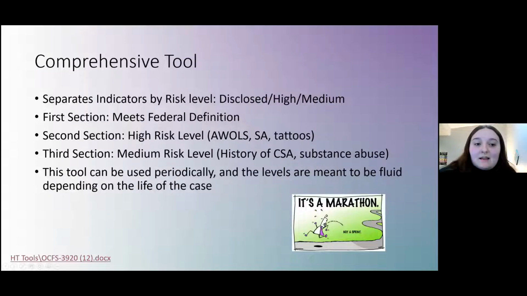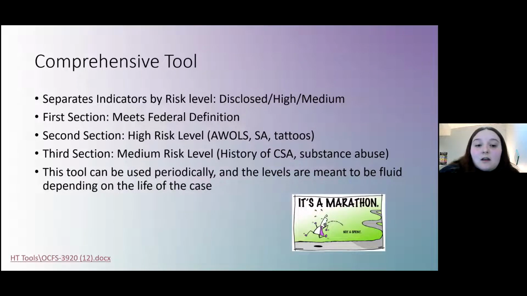All right, so next, the comprehensive tool is used when there is one or more indications from the rapid indicator tool. Anytime there is one or more indicators, that child is automatically at high risk and a referral to Taskforce should be made. This tool is meant to be used over the lifetime of the case, as every time you work with a client, you're going to obtain more information about them. So it's important to update the comprehensive tool as you gain more information about the client.